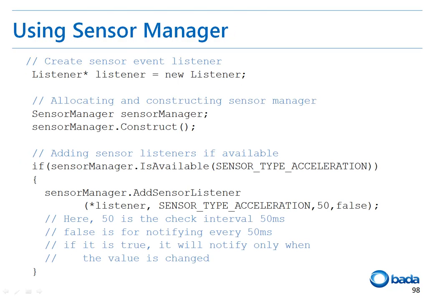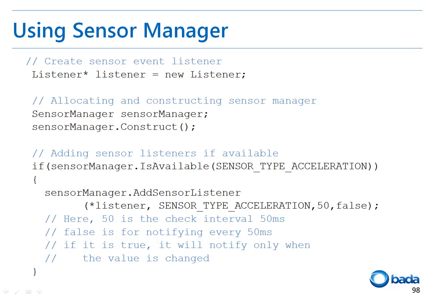Let's have a look at how we can register the listener and get data through the sensor manager. I created the listener object and created and constructed the sensor manager. Then, I tested the device to identify whether the acceleration sensor is supported by the device and, if it's available, attached the acceleration sensor. Here, the first parameter is the listener object, and the second is the sensor type.